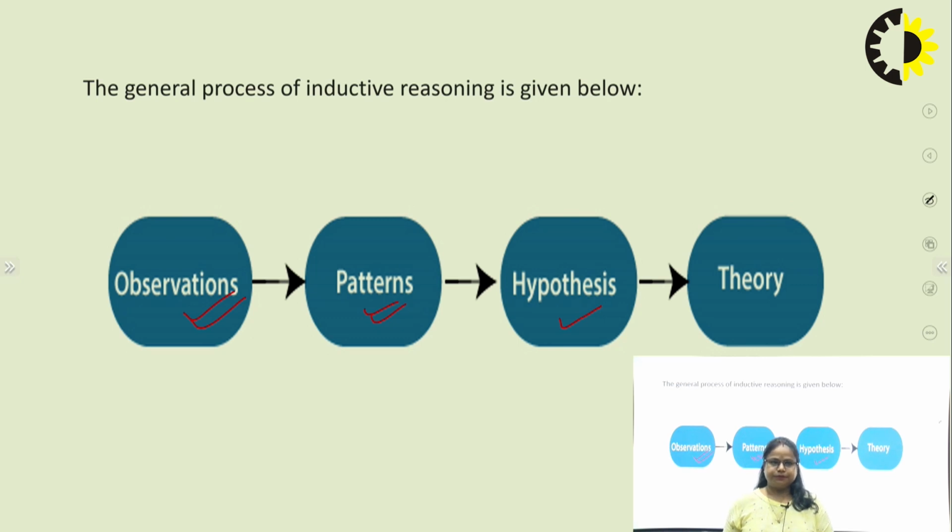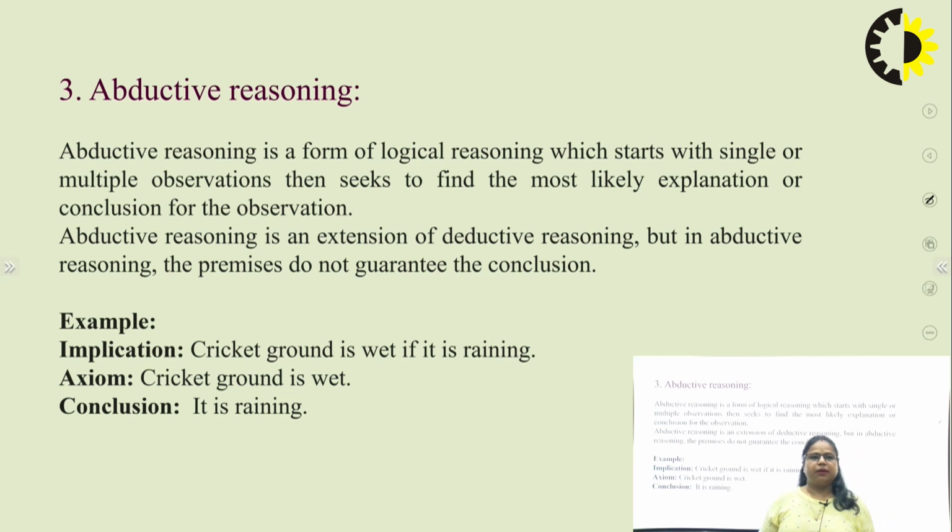Right? Then after that, we are going to talk about the next type of reasoning, that is called abductive reasoning. Basically, abductive reasoning is an extension of deductive reasoning, right? Because in the previous 10 minutes, we have gone through deductive reasoning. And in the case of deductive reasoning, we deduce new information from the existing facts.